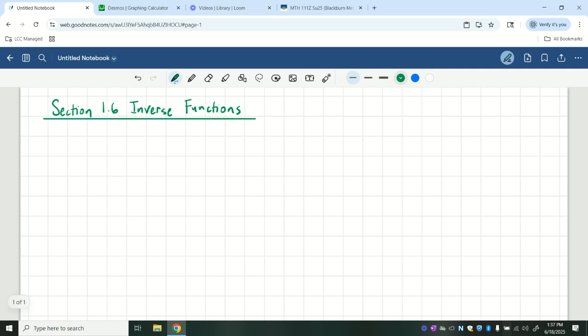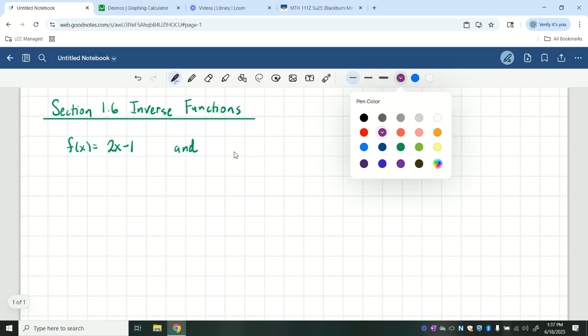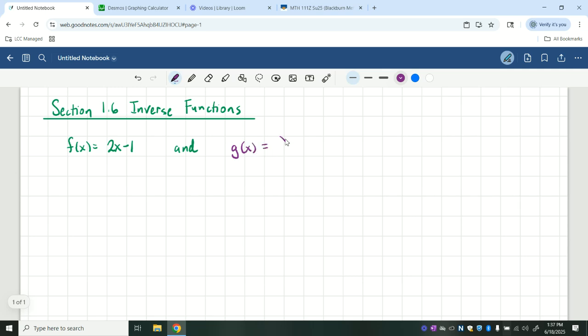Okay, so for instance, I'm going to put two functions up here. f of x equals 2x minus 1, and we'll do two different colors here. We got g of x equals (x plus 1) over 2. These are inverse functions. Okay, so if I look at a t-chart for f of x, I'm just going to choose some numbers. Let's do x equals -1, 0, 1, and 2.